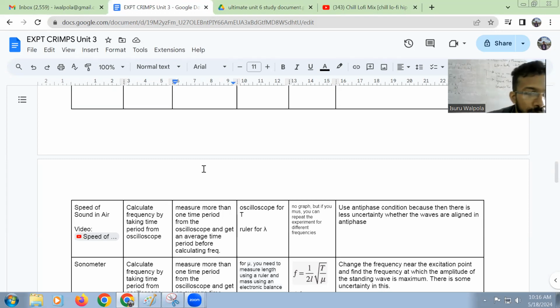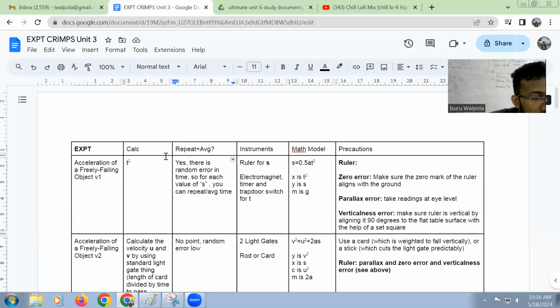So if you look at the headings of this table, the first one stands for calculations that you must do prior to drawing a graph. The second column in CRIMPS, R, means repeat or average. So you should think about whether the random error is significant in any of the measurements, and if so, you can repeat and average that reading to reduce the effect of random error.